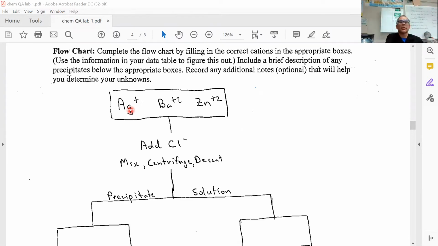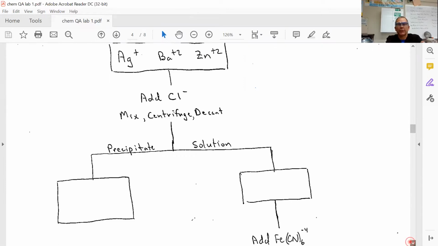And it either has silver, barium, or zinc, or silver and barium, silver and zinc, barium or zinc, or all three ions, or none of these. So 0, 1, 2, or 3 of these ions are present. You're going to determine which ones are present and which ones are not. I'm going to follow the flow chart on page 4 to do this.